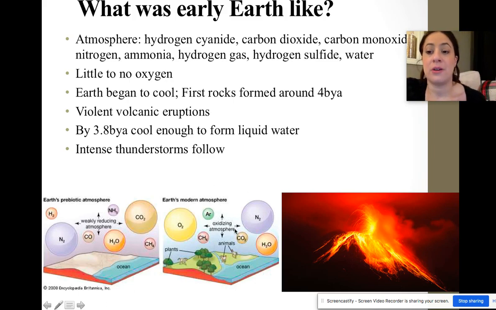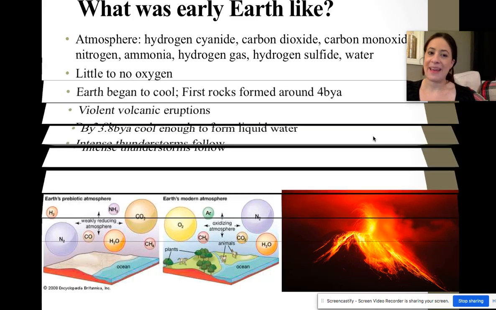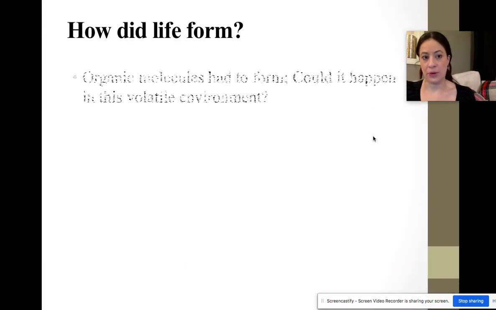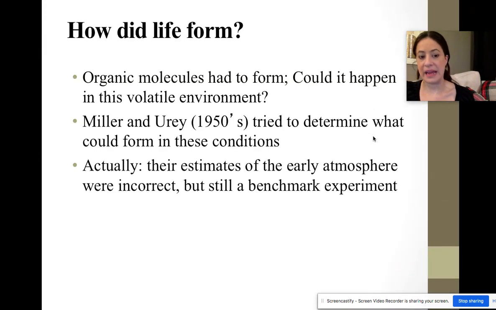Whereas in Earth's modern atmosphere, probably the biggest difference is really the presence of oxygen. So as the Earth cooled, our first rocks would form around 4 billion years ago. Volcanic eruptions would continue, intense thunderstorms would continue, forming liquid water. So we have an idea as to what early Earth was like.